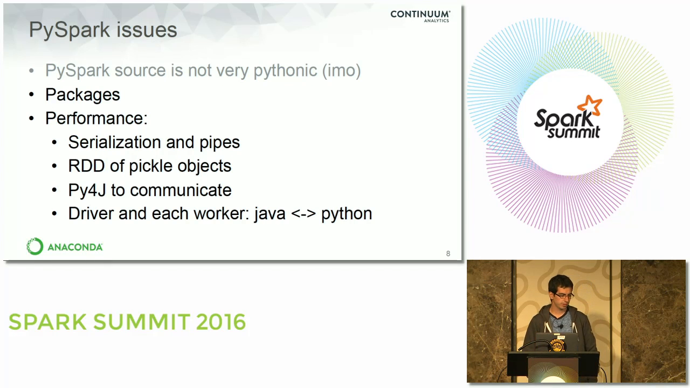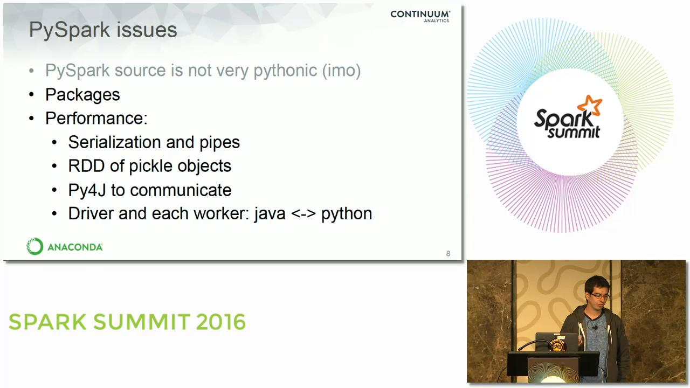Some issues with PySpark specifically. The first one I put in a light gray, because it's not really that important. But I think, and it's my personal opinion, that the PySpark source is not very Pythonic. What I mean by Pythonic is that Python is a very nice language to read and write, and a lot of libraries are written in a way that is, we call it Pythonic, that is really easy to extend, really easy to dive into the code and submit a patch, submit a pull request, or anything. But the PySpark source, every time I look at it, I cringe a little bit, and I really don't like it.